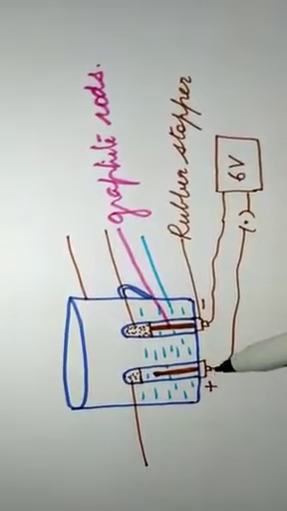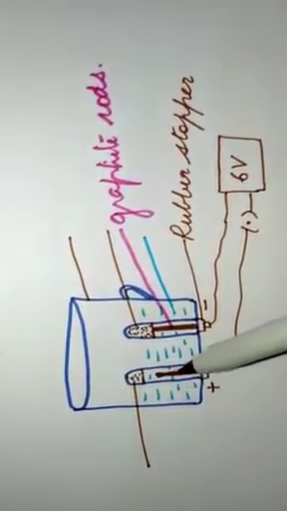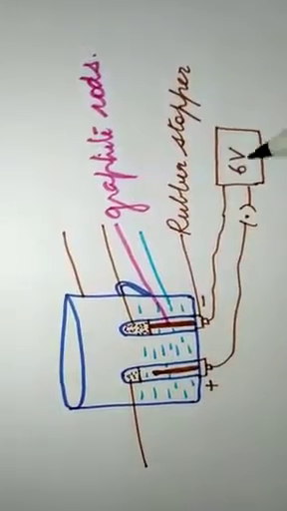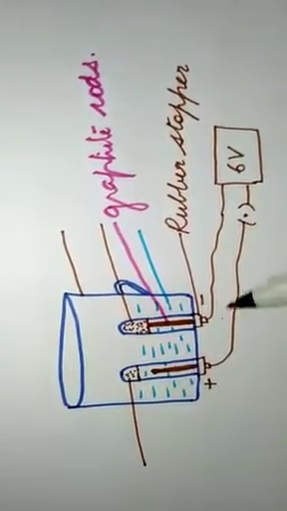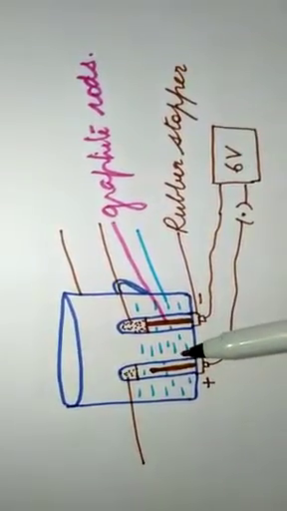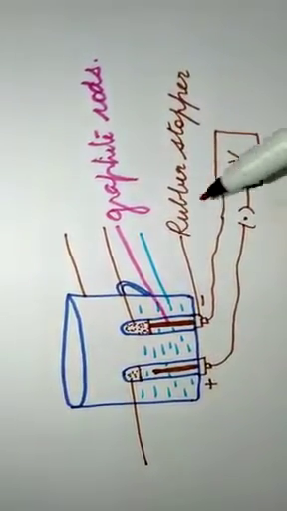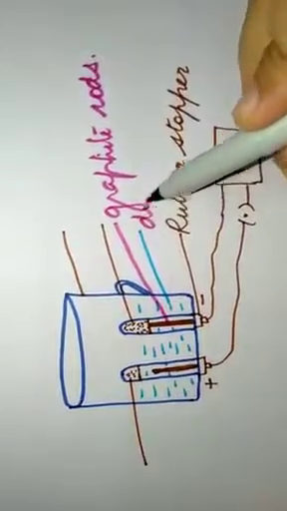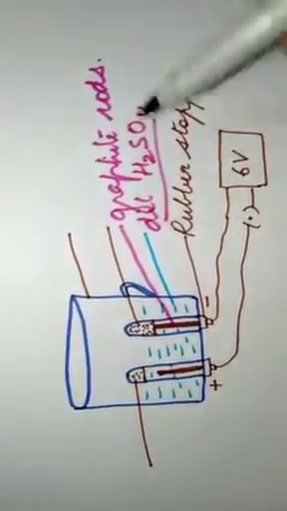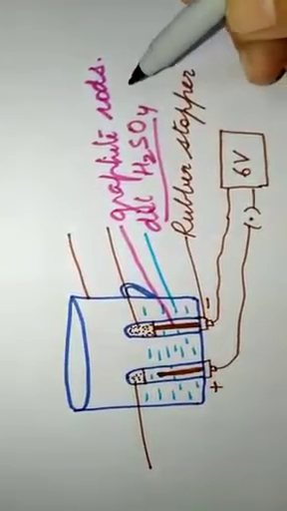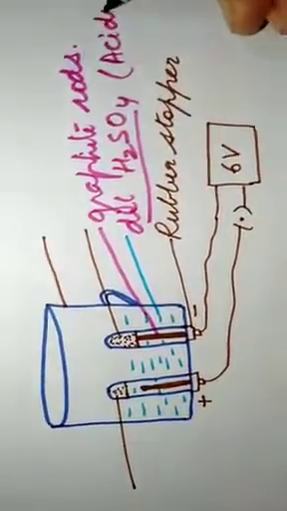Then what we do is insert these graphite rods here and connect the electrodes to the battery. This is a 6-volt battery which we have connected here. Fill half of the mug with water and add a few drops of dilute sulfuric acid. So this is known as acidulated water.